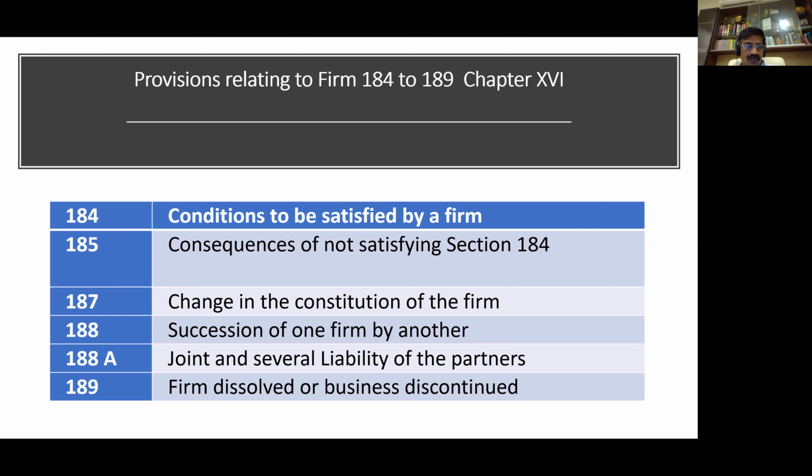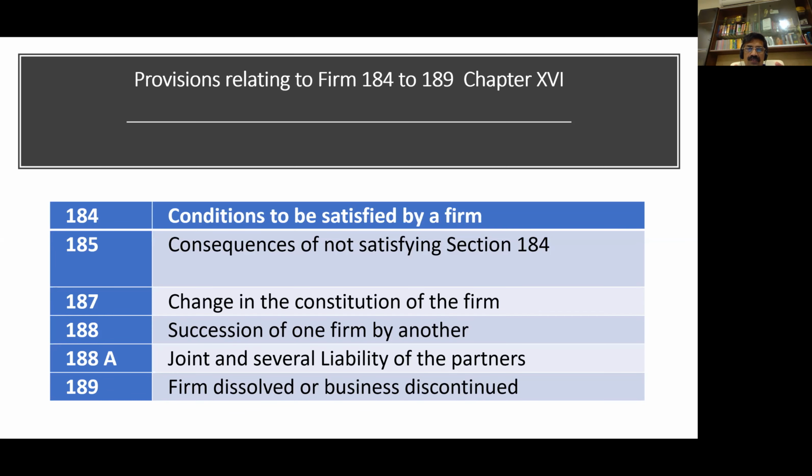Section 188 talks about a situation of succession of one firm by another. If a firm is succeeded by another firm, how assessment has to be made in those circumstances is dealt with by section 188 of the Income Tax Act. Section 188A talks about the joint and several liability of the partners. You will already be aware that one of the problems of a partnership firm is unlimited liability, so 188A talks about the joint and several liability of the partners and the scope of their liability. And last but not least, section 189 talks about how to make assessment of a dissolved or discontinued firm. If the business of the firm is dissolved or discontinued, how to make the assessment is dealt with in section 189 of the Income Tax Act.